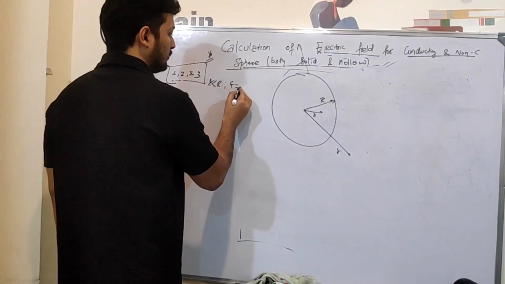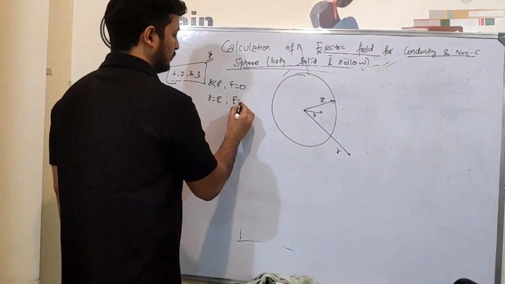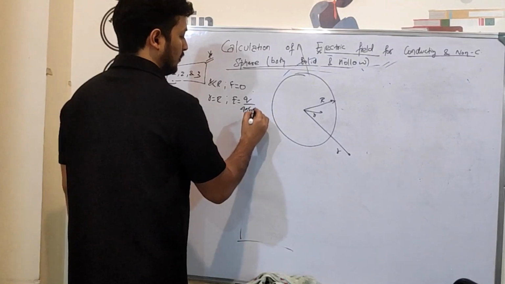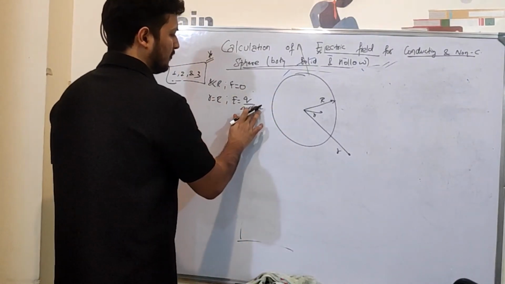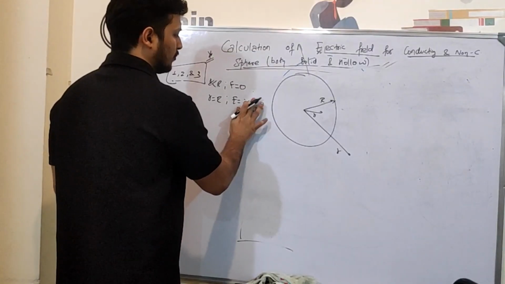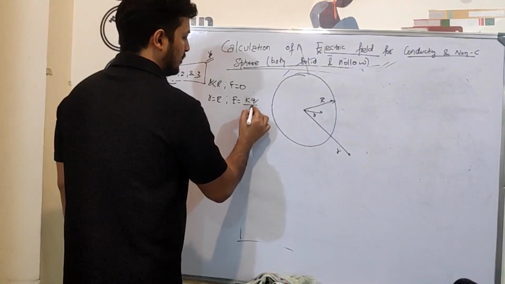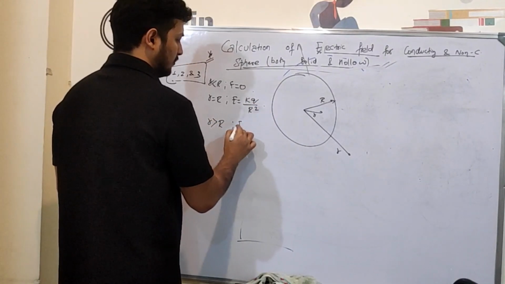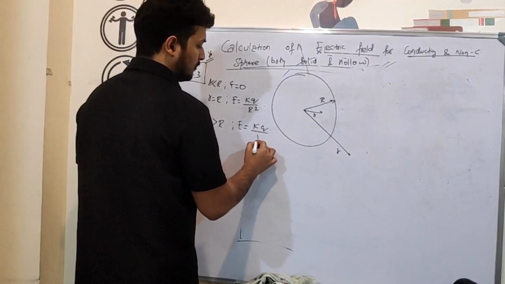For r equal to R, electric field was equal to q by 4 pi epsilon naught multiplied by 1 by R square. Or you can just say the value of 1 by 4 pi epsilon naught is nothing but k, so kq by R square. And for r greater than R, the value of electric field outside will be equal to kq by small r square, where the value of r is greater.